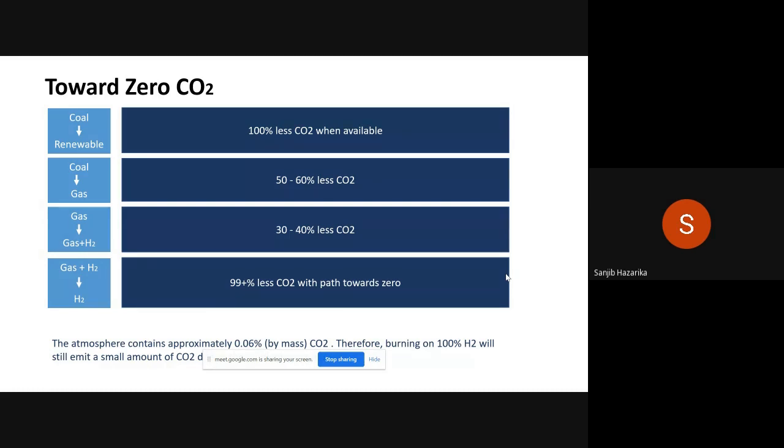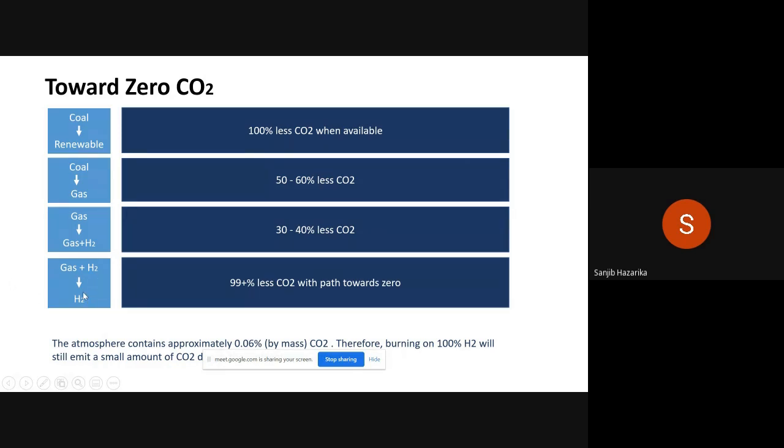Then the second thing is gas plus hydrogen. Hydrogen is a very pure fuel. We can say there is no carbon in it. So the carbon dioxide emission from hydrogen burning will be lesser compared to natural gas. But there are some technology challenges at this time. So basically, to go for a complete 100% hydrogen, I'm mentioning that it is gas plus hydrogen. So it again will produce around 30 to 40% less carbon dioxide.